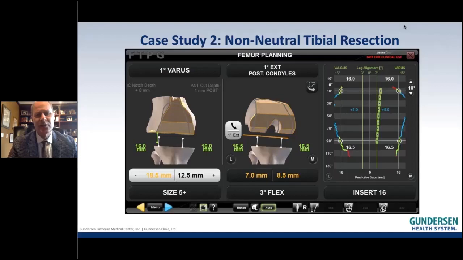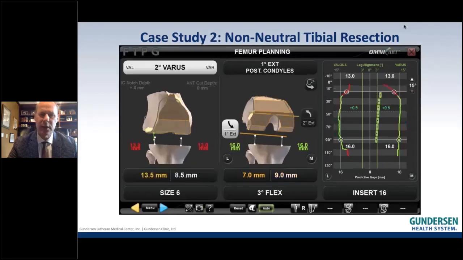The other things on the screen that we're looking at, we're in 3 degrees of flexion. We're 1 degree externally rotated at the very top. We're in 1 degree of varus with our femoral cut. And then look at our resections on the lower left. You can see the femur resection is 18.5 millimeters posterior laterally and 12.5 posterior medially. So what we did, paradoxically, was move the femur distally.